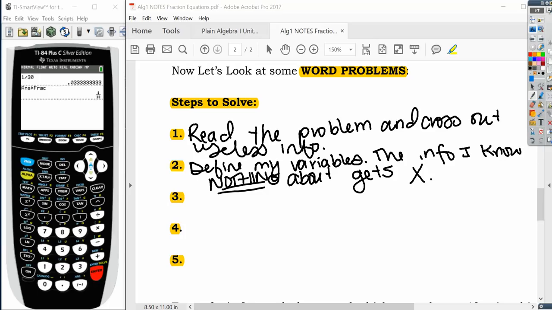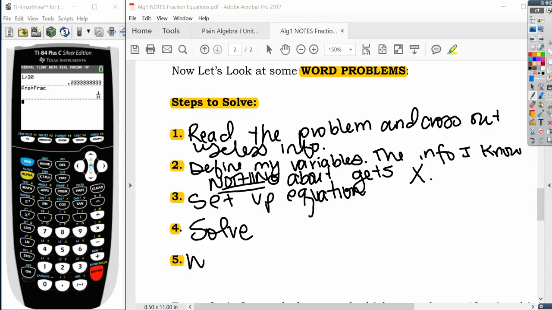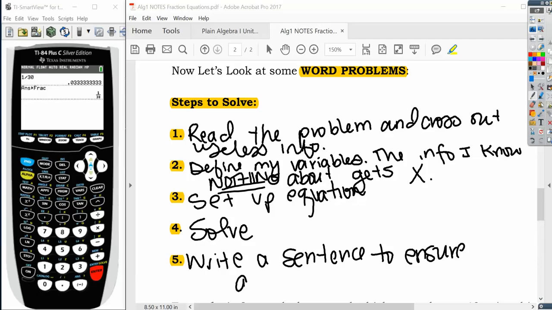Step 3 is I'm going to set up the equation. Step 4, I'm going to solve. And step 5, I'm going to write a sentence to ensure my answer is logical.